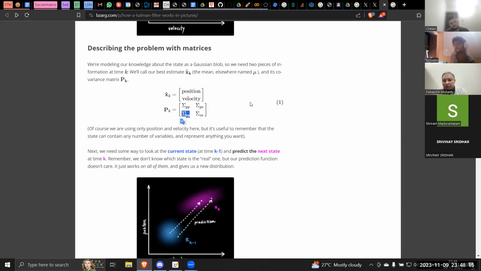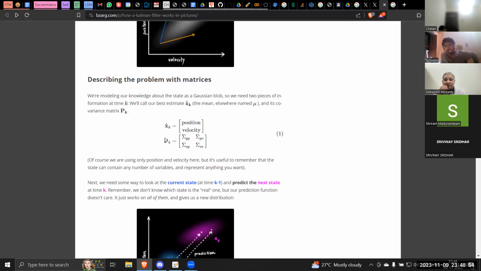Of course, we are using only position and velocity here, but it's useful to remember that the state can contain any number of variables and represent anything you want. In this case the tuple was of dimension 2, so we get a 2x2 matrix. If our tuple had k variables, we would get a k by k matrix, with k choose 2 pairs of correlation covariance. The diagonal elements would always be the variance of the k variables. One thing to notice, linking to the previous concept we learned: it is a symmetric square matrix.